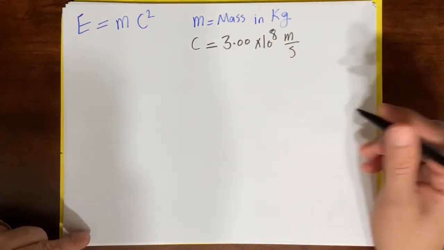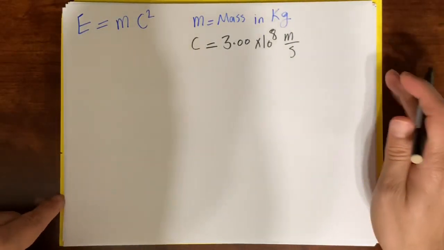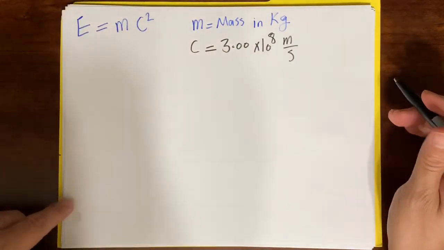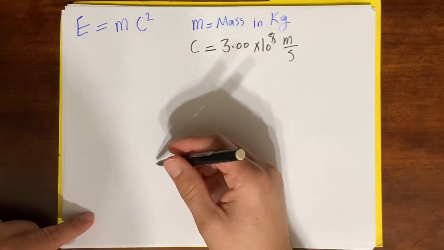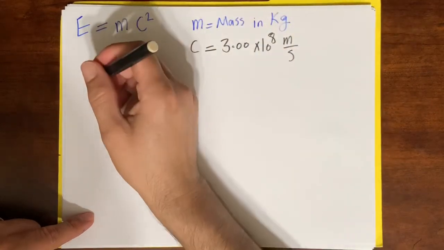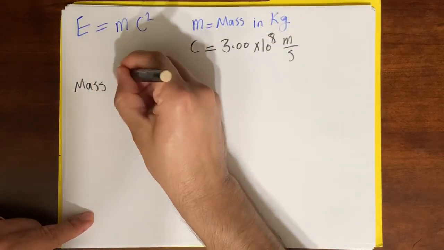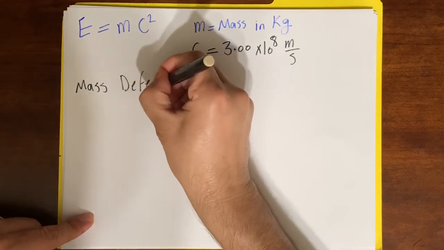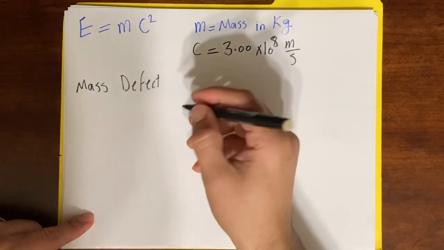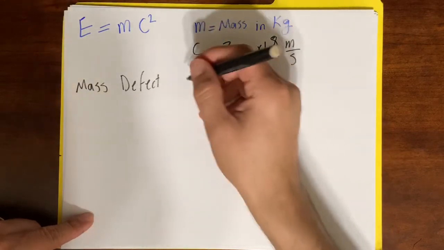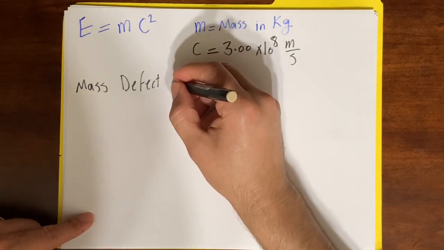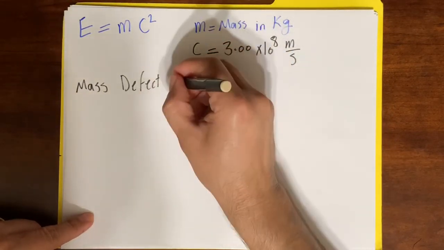Okay. Why do we want to go through this formula? Let's start with this subject that we call mass defect. I want to go with this one, and the second one is going to be nuclear binding energy. Okay.